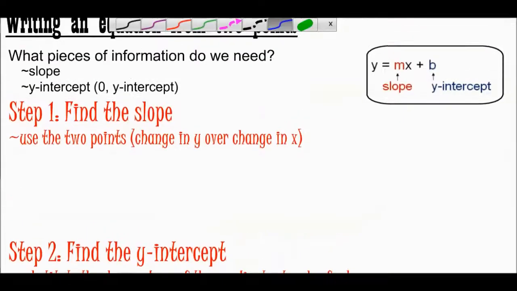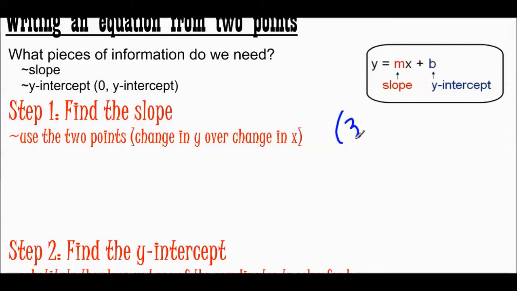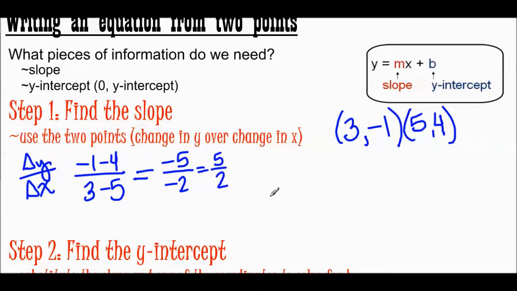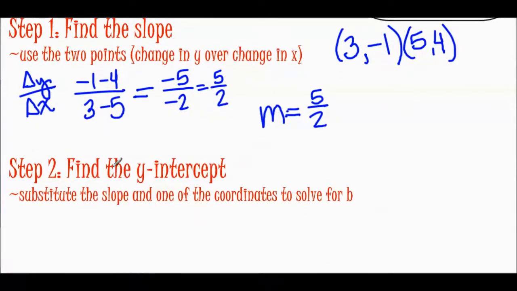So I need 2 points. I didn't have those already on here, so I'm just going to make up some points. How about 3, negative 1, and then 5, 4. Those will be my 2 points. So if I'm going to find the slope, that's going to be change in y over change in x. My y values are negative 1 and 4, so negative 1 minus 4 over my x values, 3 minus 5. Negative 1 minus 4 is negative 5 over 3 minus 5 is negative 2. So that's going to simplify down to 5 over 2. That's my slope. So m equals 5 over 2.